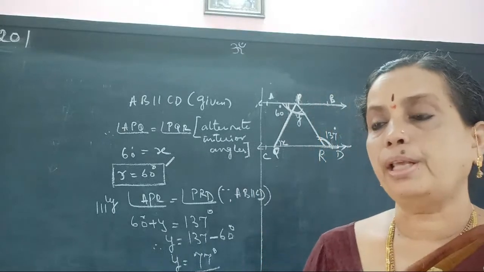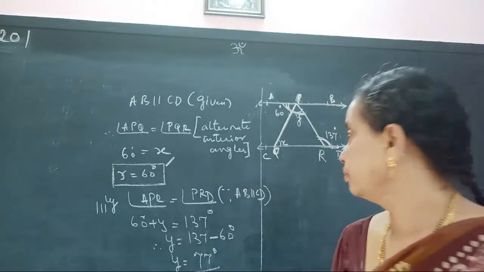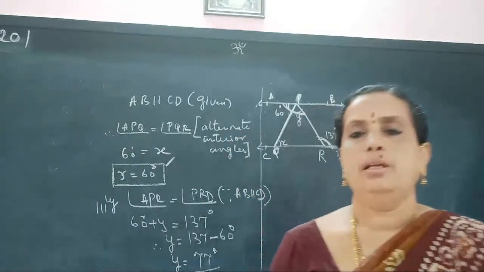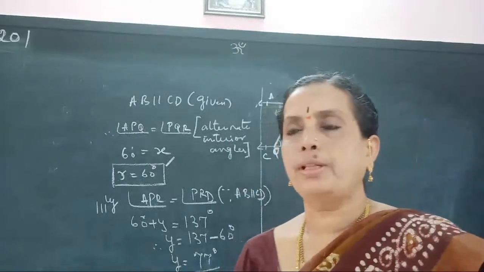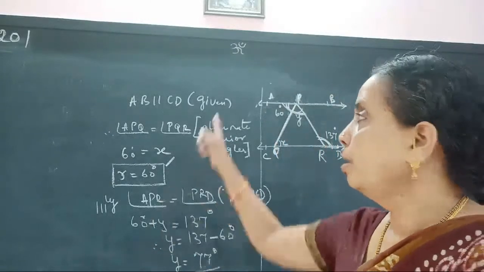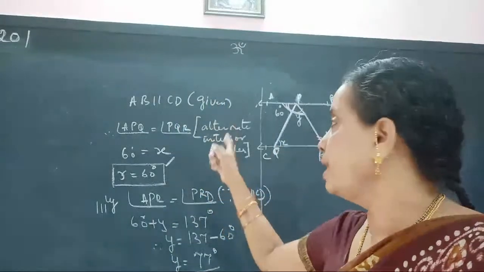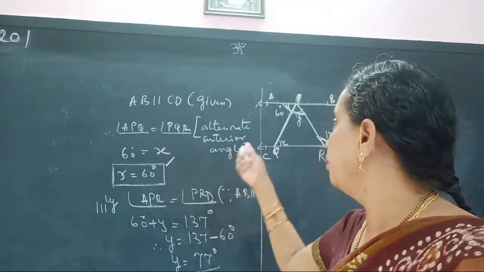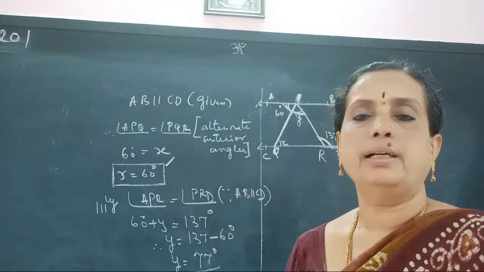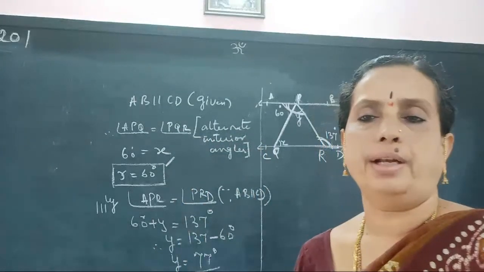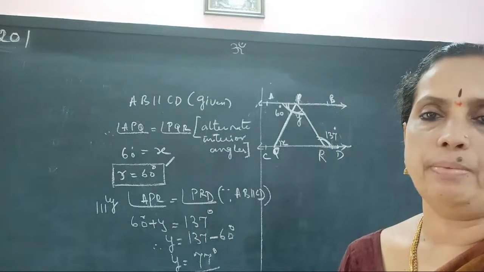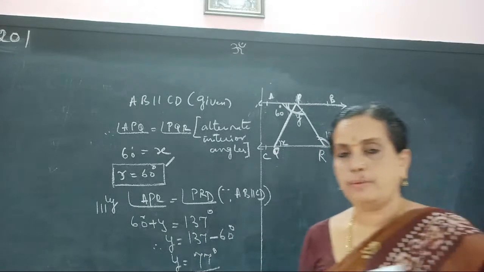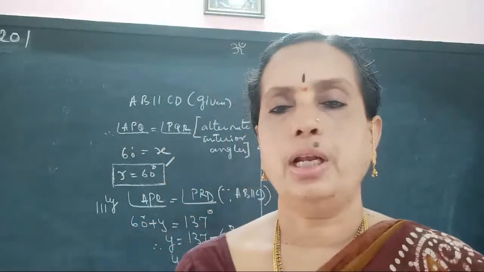Geometry is full of reasoning. Is it clear? So don't directly go with the final answer. You have to mention AB is parallel; that is the reason we have considered they are equal. When they are equal, x equals 60 degree. Like that, give the reason, then get your answer. Is it clear to everybody? Next question. Shall I move on to the next question?